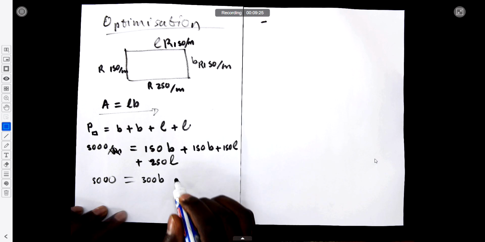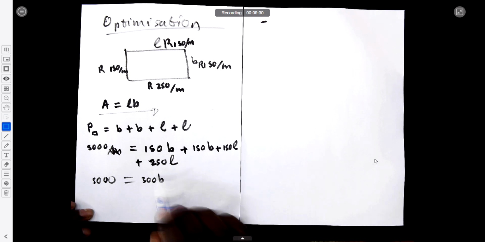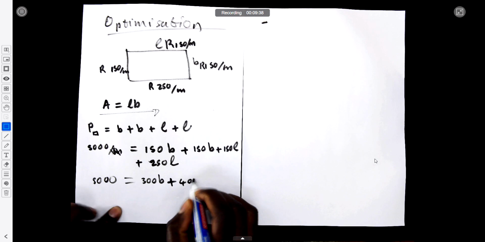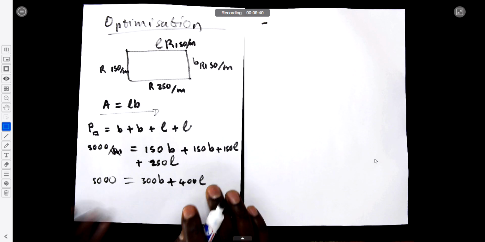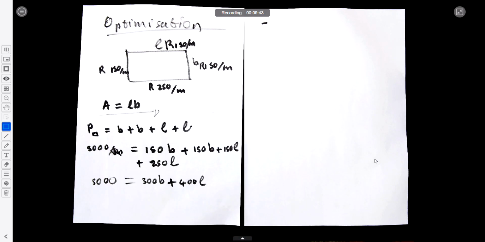So normally sometimes they use X and Y. We can utilize that, but we have worked with the breadth and length. So 150 plus 250, it's plus 400. So let us try, and now we need to take this and substitute into the area then. But at least let's make one variable subject of the formula.